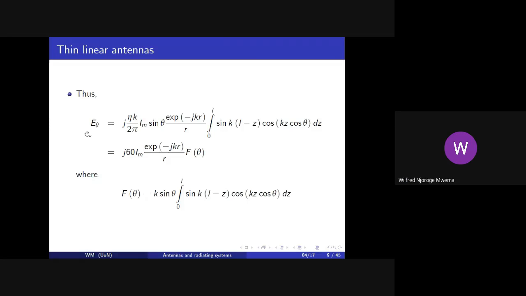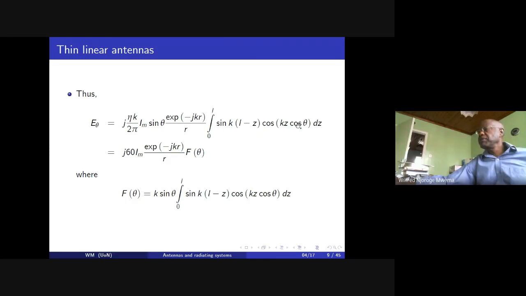And thus, E theta is going to be given by that expression there, and we can get that value as j60 multiplied by Im exponent of minus jkr by r and multiplied by F of theta. Why we are using this F of theta is because we are multiplying that value there as k sine theta, multiplying the sine k(L minus z) of cos(kz cos theta) dz, and we are calling it an angular or an angle factor. Okay?